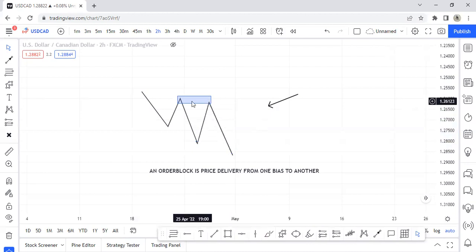Now, many people have given you a wrong definition of order block. They say order block must be the last candle. It is not necessarily the last candle. It could be about 4 or 5 candles that could actually make up an order block. So I will use the live charts now to illustrate it. Now let's go back to the trade I took.